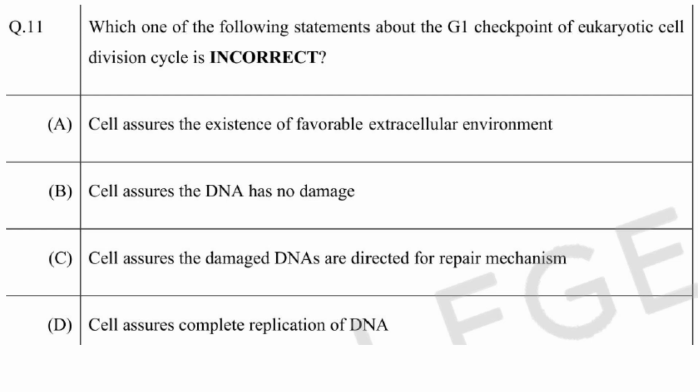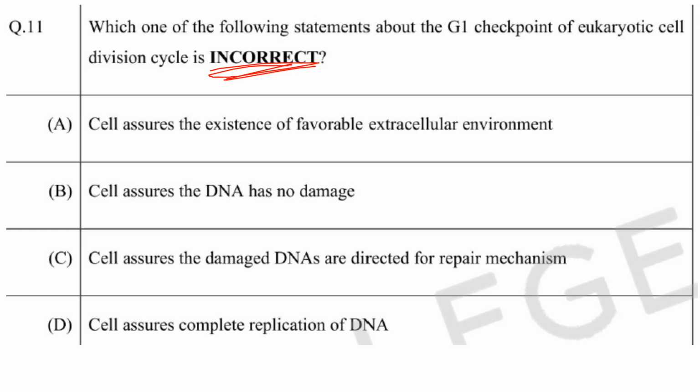Then next one. Which of the following statements about the G1 checkpoint of eukaryotic cell division cycle is incorrect? Cell assures the existence of favorable extracellular environment. That's correct. Of G1 checkpoint, cell assures that DNA has no damage. That is also correct for G1 checkpoint. Cell assures the damaged DNA are directed for repair mechanism. That is also correct.